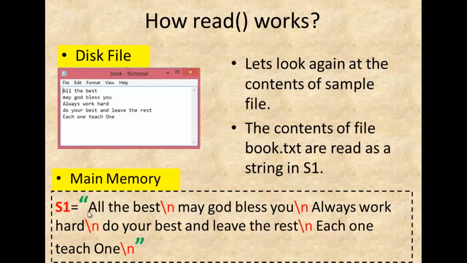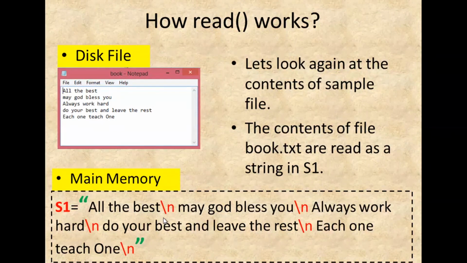Now there are 5 lines in my file. How are these 5 lines demarcated? These 5 lines are demarcated with the help of a new line character. After every line I press enter. That enter key is nothing but the new line character which is appended at the end of each line. So this also is a special character which is the content of my file.